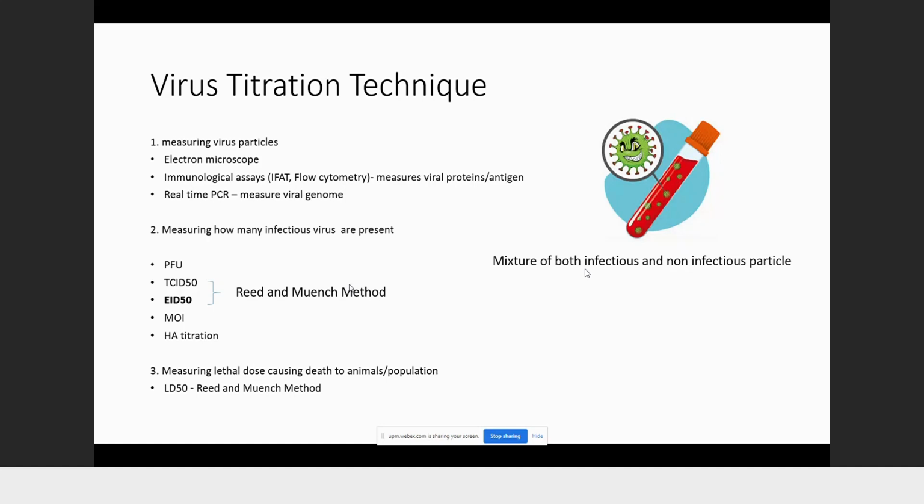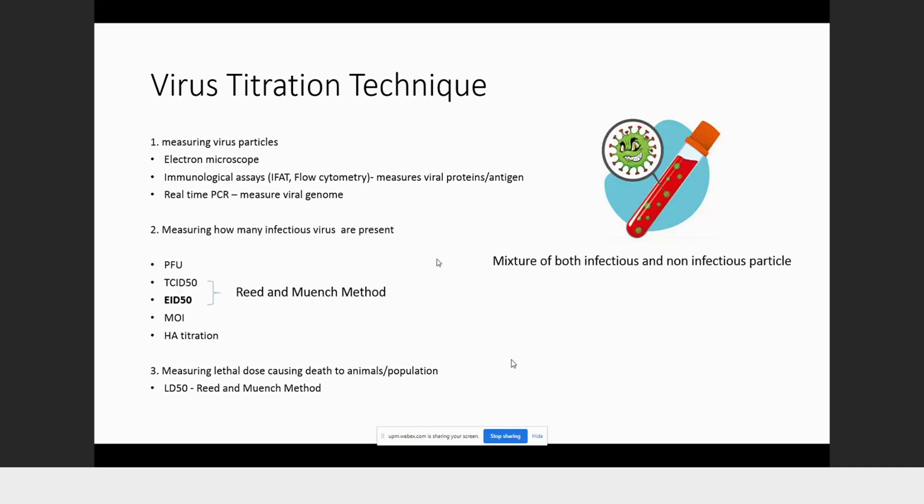The aim or the purpose why we need to titrate virus is mainly for diagnosis. For example, if you want to perform a test, you need to know the concentration of virus you have. It is also important to know the concentration of virus when you want to produce a vaccine. Apart from that, you also need to know the concentration of virus when you want to do research, particularly when you want to infect cells with virus, or you want to infect animals in vivo using virus.